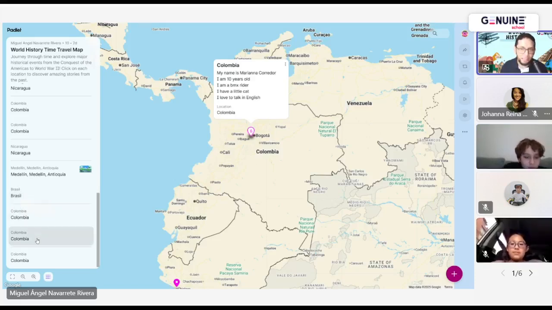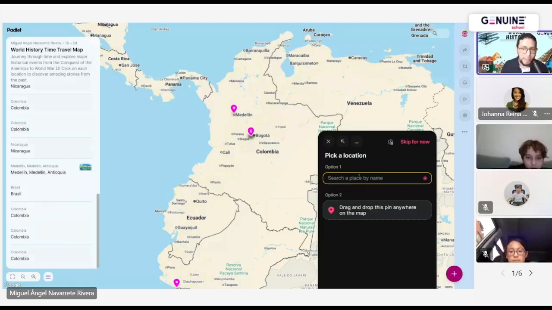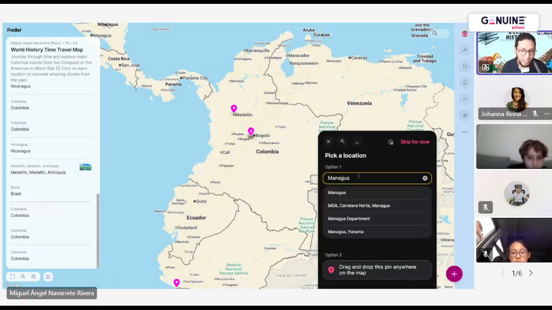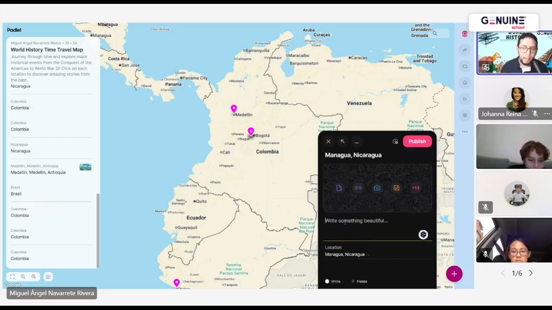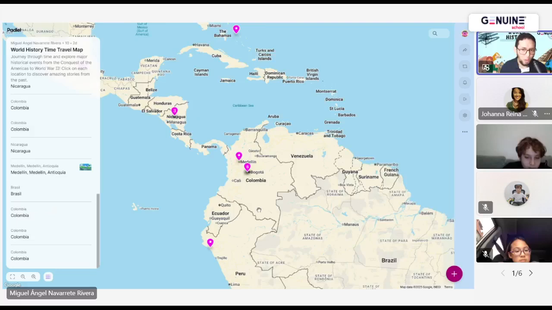We have who else? Well, someone in Colombia. Remember, guys, what you have to do is click on the cross, put the name of your country or your city. For example, Managua, the capital city of Nicaragua. And then here you have to write about yourself, your name, your favorite activities, your favorite class, whatever you want. Okay? So we already did it. Can I move on, guys, or do you have any question?